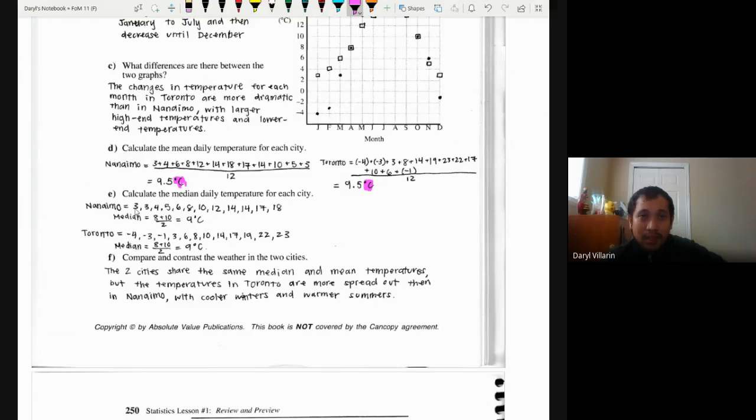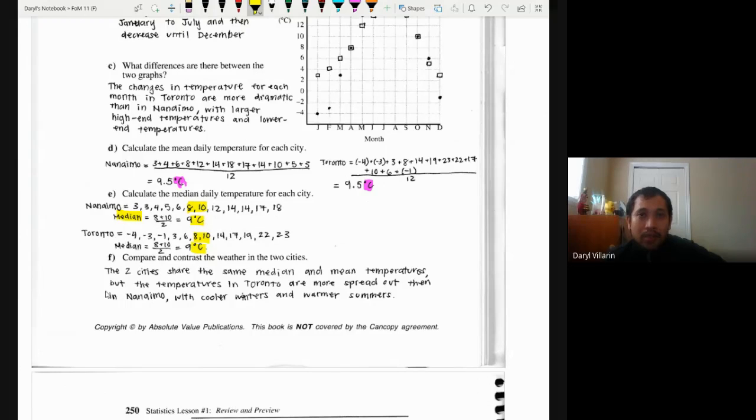Since the number of data values that you have here is even, this is for 1 year, so 12 months, you're going to expect that the middle values are 8 and 10 here, as well as 8 and 10. So the median would be 9 degrees Celsius.